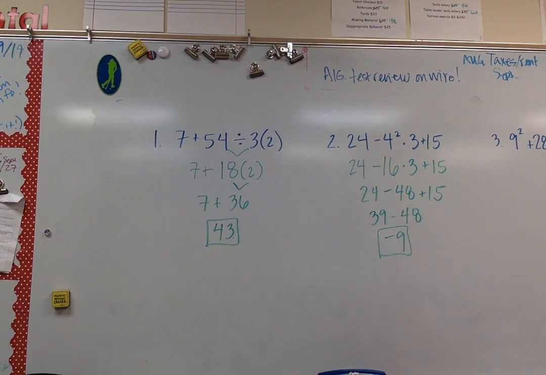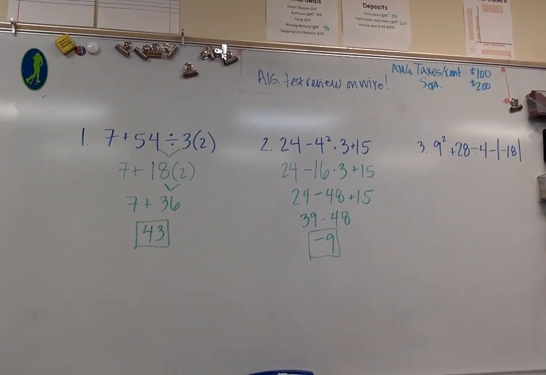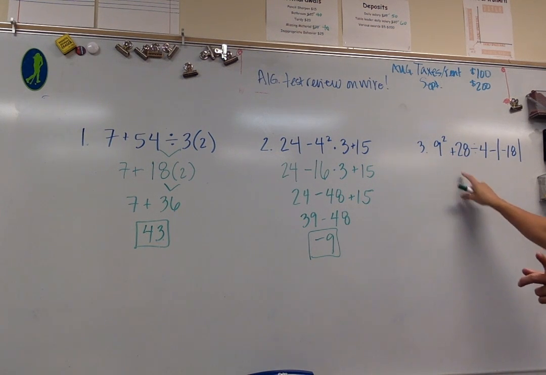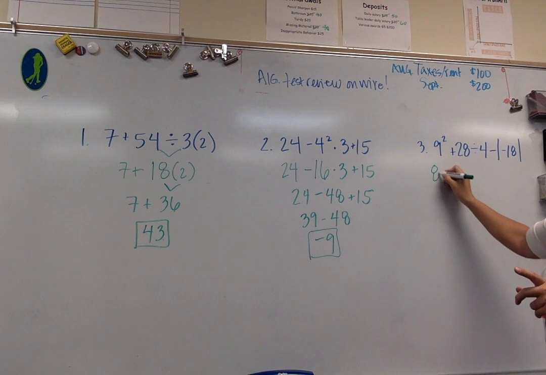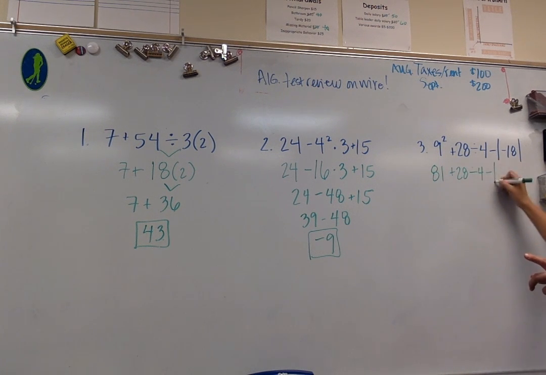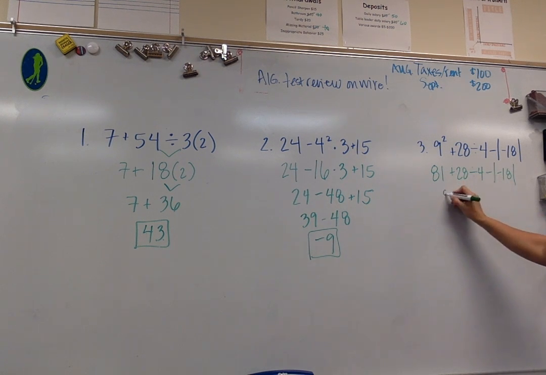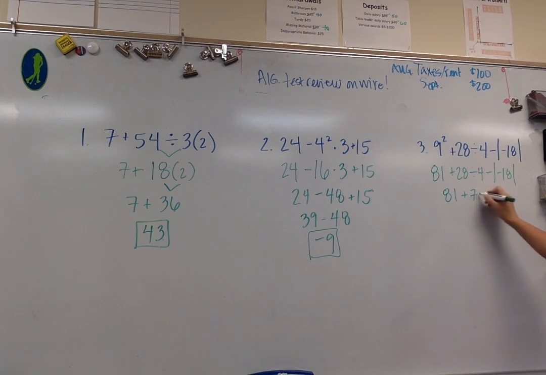All right, let's look at this last one. I'm going to turn it, and I hope you can still see it. Order of operations says parentheses first. I don't have any, but I do have exponents. 9 squared is 81. So 81 plus 28 divided by 4 minus the absolute value of negative 18. 28 divided by 4 is going to give me 7. So I have 81 plus 7 minus the absolute value of negative 18.